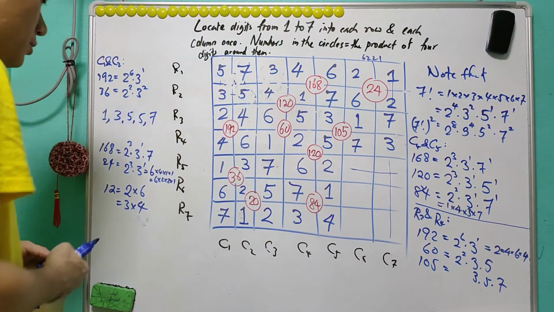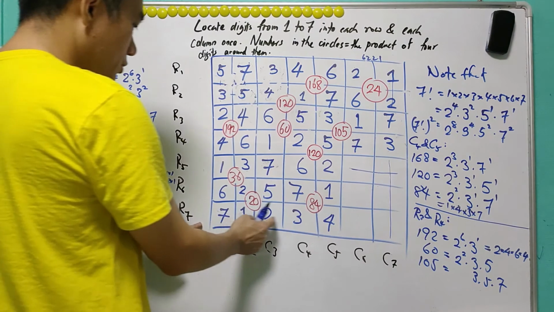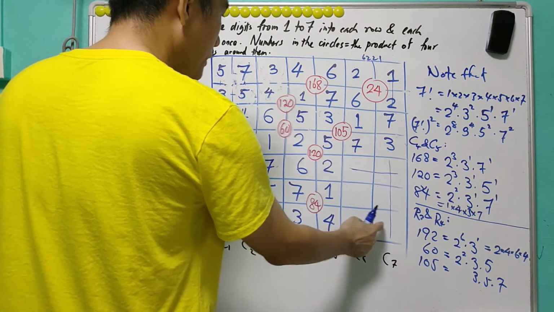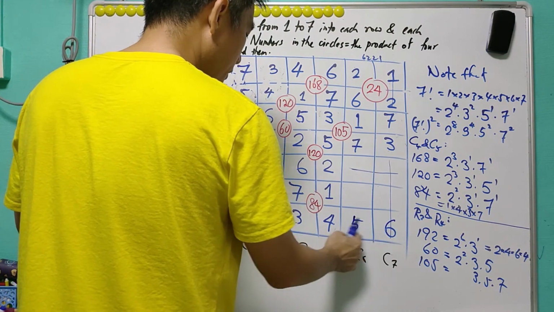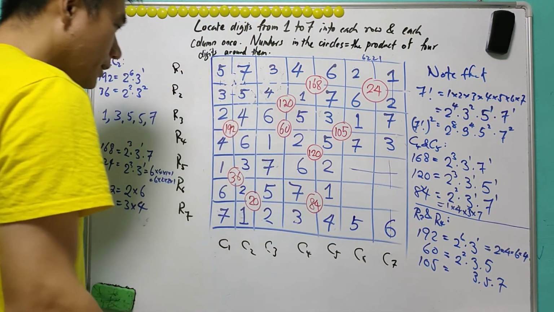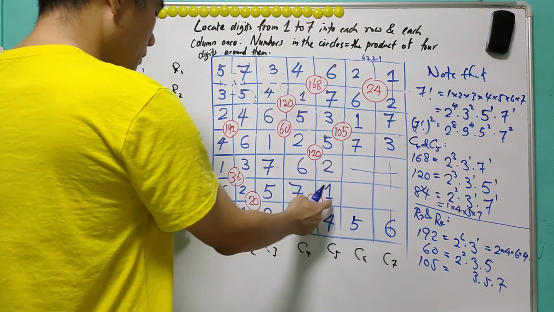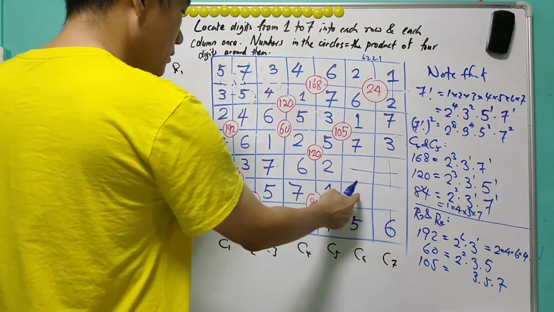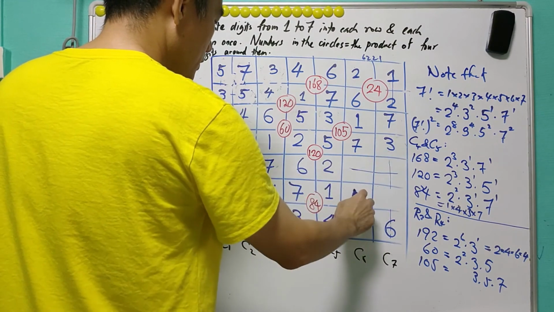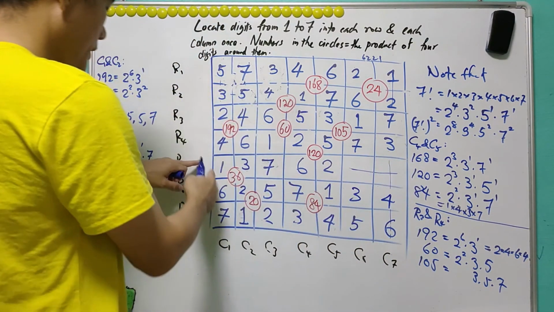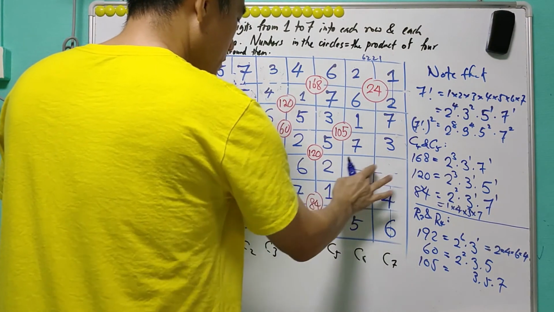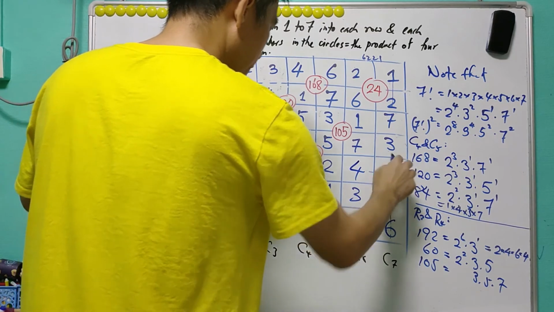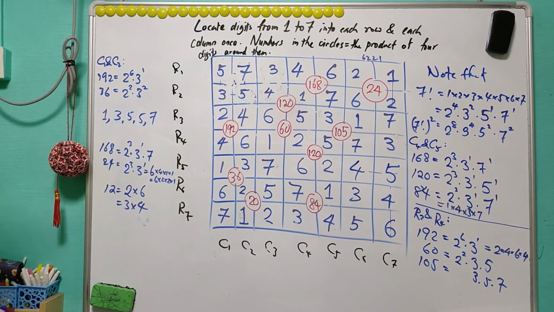The remaining numbers are not too difficult. From R7, 1, 2, 3, 4, 5, and 6. Since there is a 6, it must be a 6, and there must be a 5 and 6 here. Likewise for this, 1, 2, 3, and 4. 3 cannot be here, so 3 and 4. Then lastly, 1, 2, 3, 4, and 5. So 4 and 5. And finally, we solve the puzzle, and this is the answer.